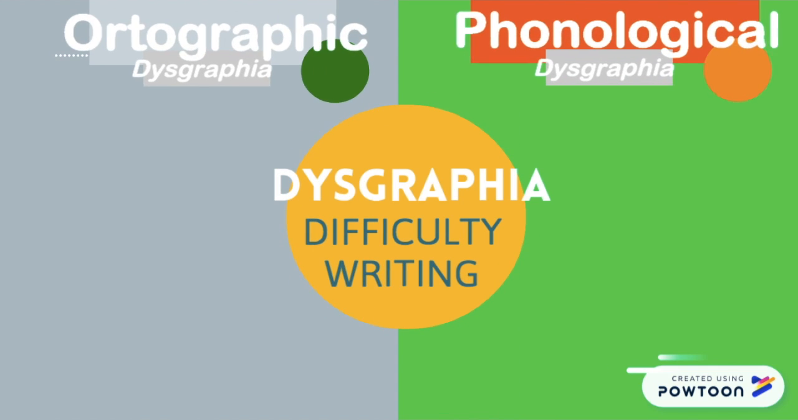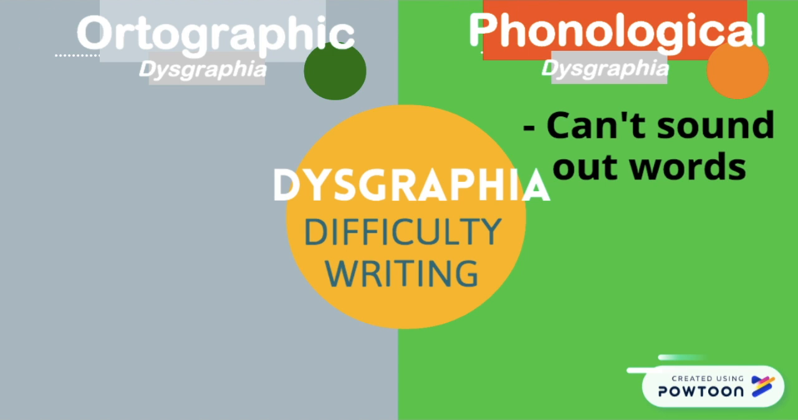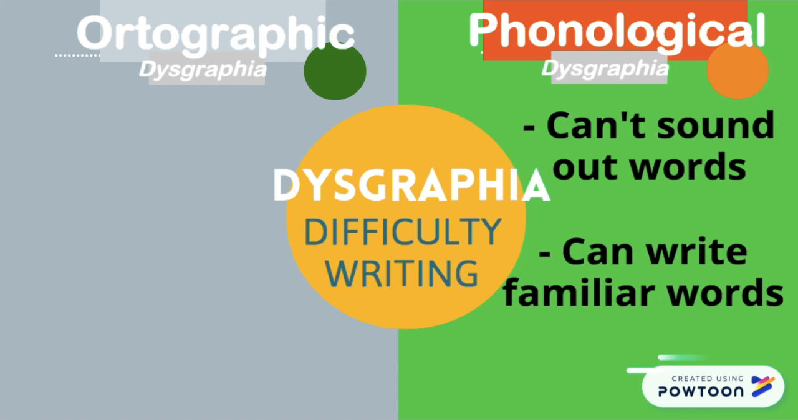Next, we have phonological dysgraphia. This is a writing disorder that is the opposite of orthographic dysgraphia, and it's kind of similar to phonological dyslexia. People with this disorder cannot sound out words. They can only write words that they have previously seen, so they can actually visualize them and write them down.